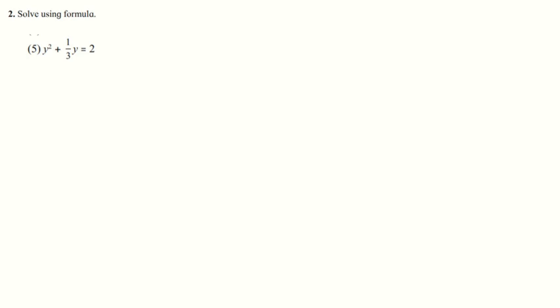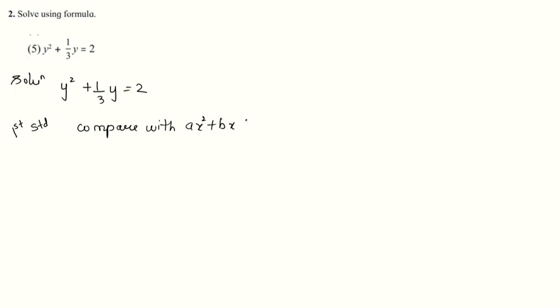Coming to the next question, the given equation is y square plus 1 upon 3y is equal to 2. So we will first start solving it, and we will get the values of a, b and c. First step, compare the given equation with ax square plus bx plus c is equal to 0.